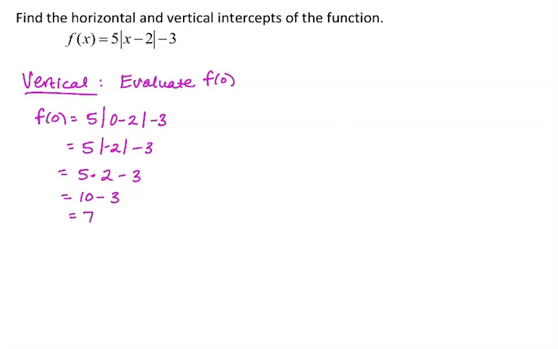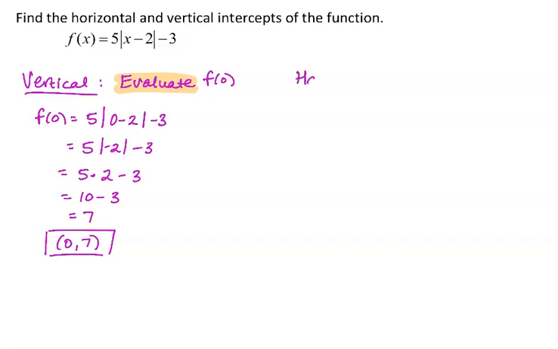So keep in mind this is a point on the graph of this function. An input value of 0 gives us an output value of 7. So anytime you're looking to find a vertical intercept, the key instruction word to think about is evaluate.